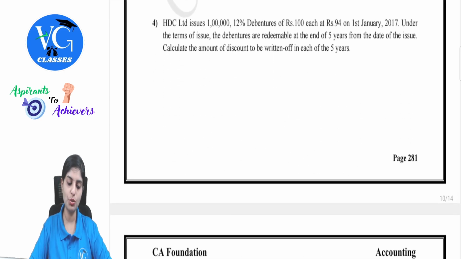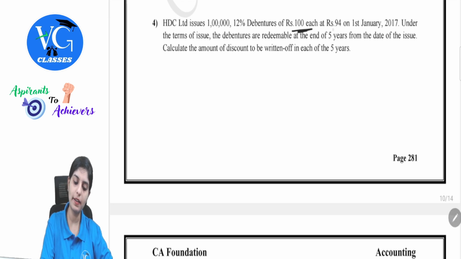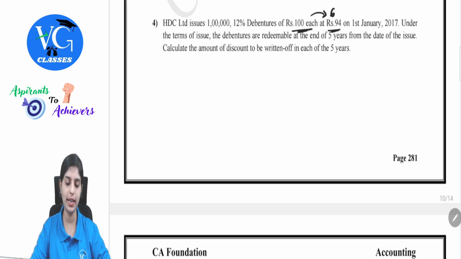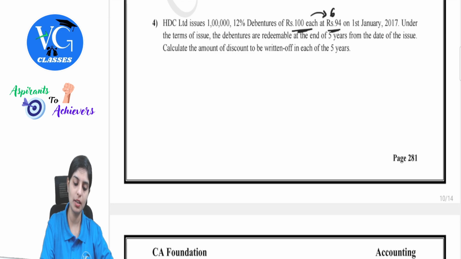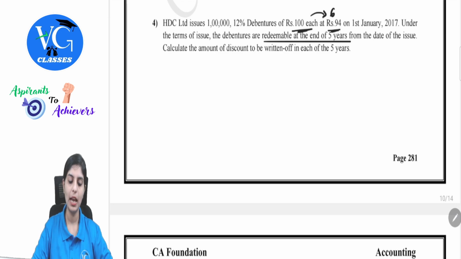HDC Limited issues 1 lakh 12% debentures of 100 each at 94. So the face value is 100, the issue price is 94. That means there is a discount of 6 rupees on 1st Jan 2017. Under the terms of issue, the debentures are redeemable at the end of 5 years. So understand this carefully, at the end of 5 years from the date of the issue. Calculate the amount of discount to be written off in each of the 5 years. Remember the treatment of loss or discount on issue? That is what the question is.